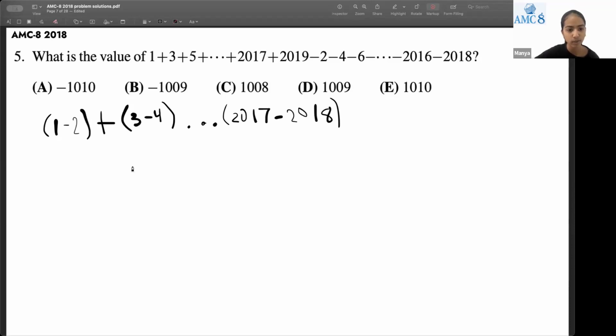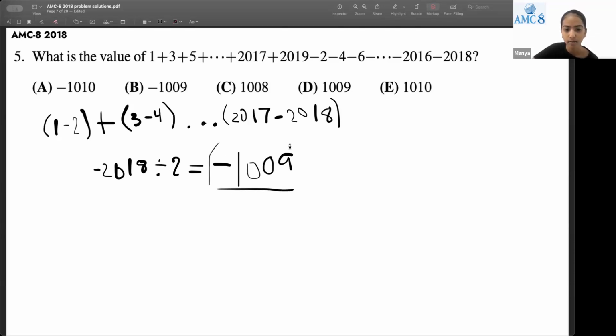So once we solve this, then we're going to get negative 2018 divided by 2, since there's two pairs of numbers. Since negative 2018 is a negative number, negative 2018 divided by 2 is going to be giving us negative 1009. So we got negative 1009 here.